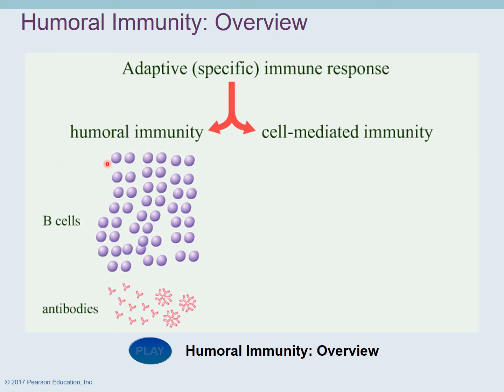The humoral branch of the adaptive immune system will involve the B cells. They will activate what we call plasma cells, which will produce antibodies against whatever that specific foreign infection is.